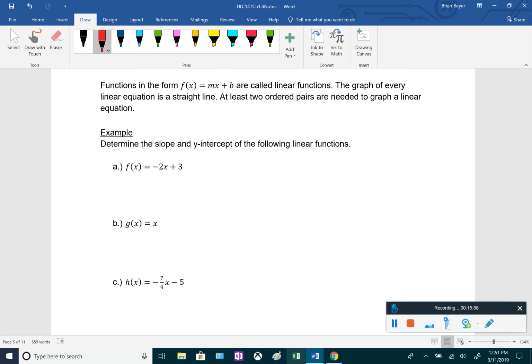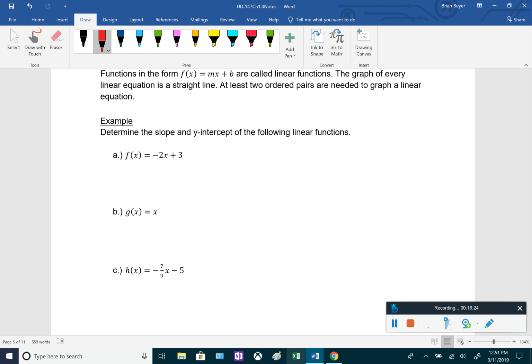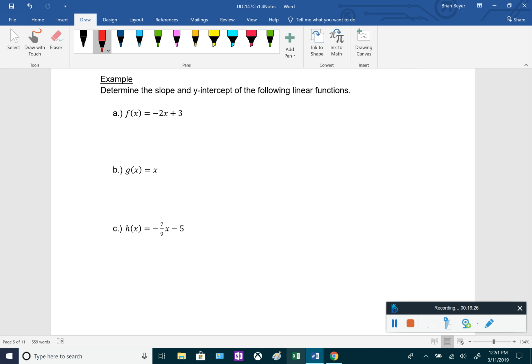Okay, so functions in this form, which using function notation is f of x equals mx plus b, are called linear functions, and the graph of every single linear equation or linear function is going to be a straight line, hence the name linear equation. And in order to graph a linear equation, we need at least two ordered pairs, because if we plot down 2 points, all we have to do is draw a straight line through it, and that's going to be our line.